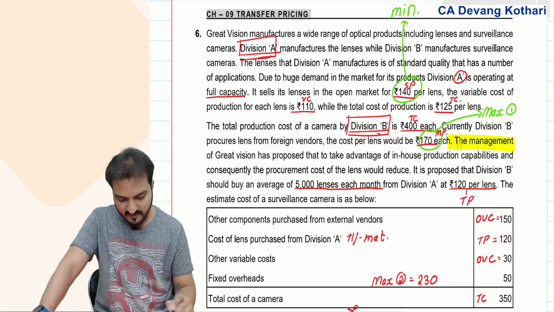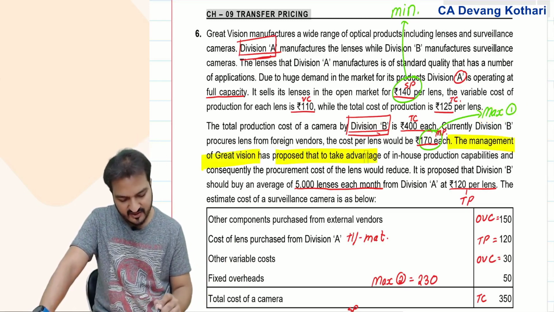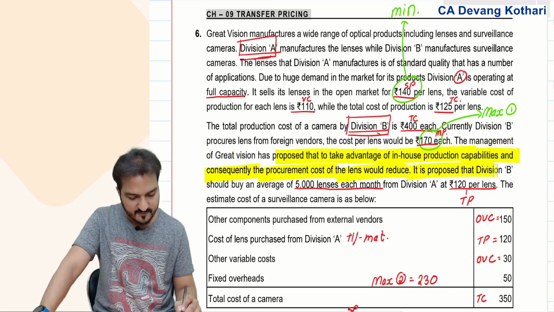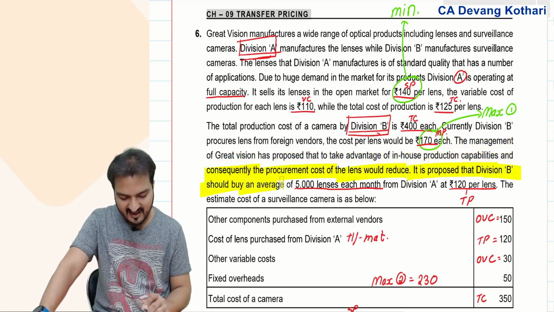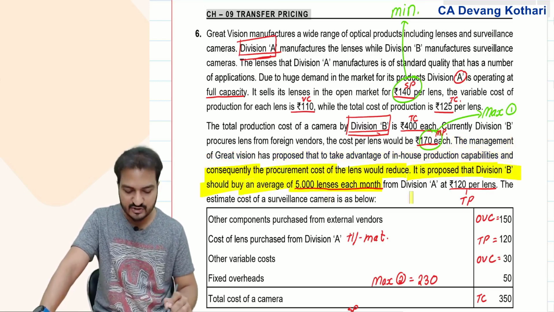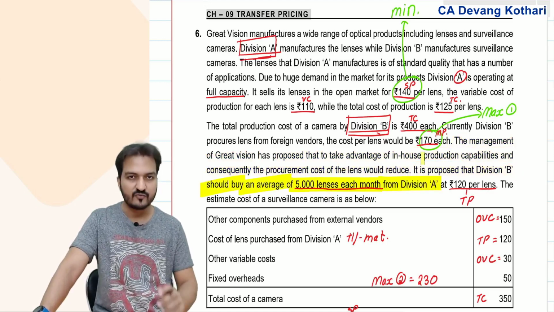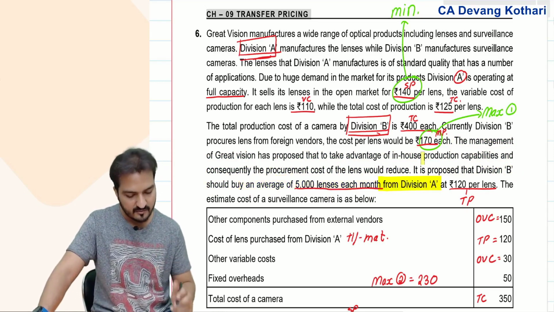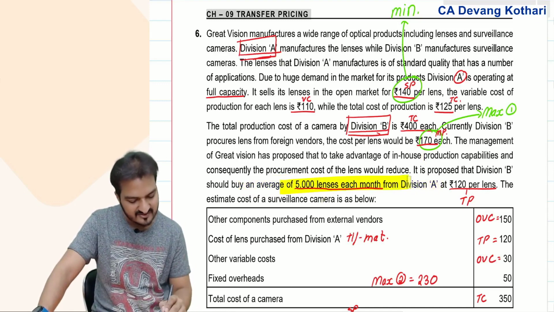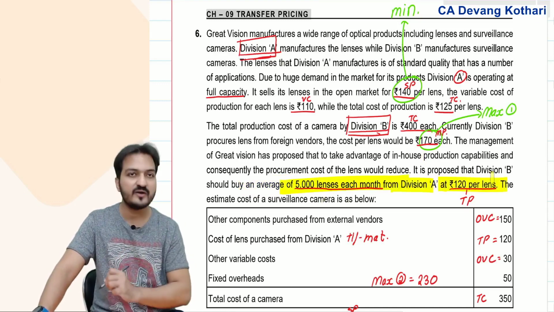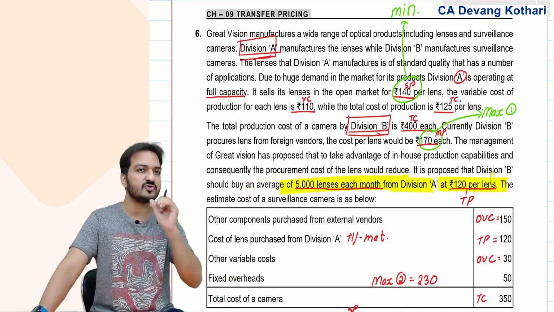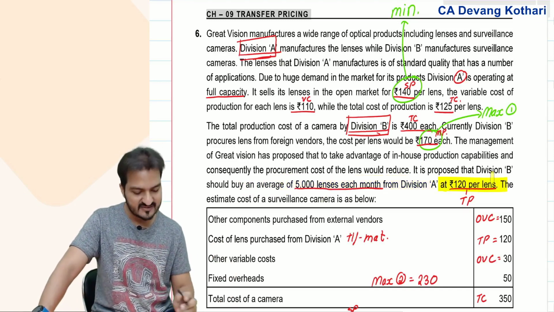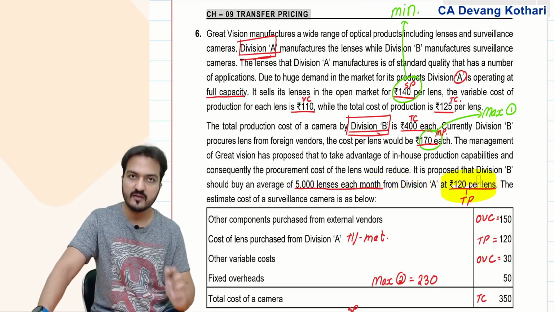The management of the company has proposed to take advantage of in-house production capabilities and consequently the procurement cost of lens would reduce. It is proposed that Division B should buy an average of 5,000 lenses each month from Division A. So 5,000 units are the units required in a transfer, at 120 per lens. So the transfer price of 120 is already given.